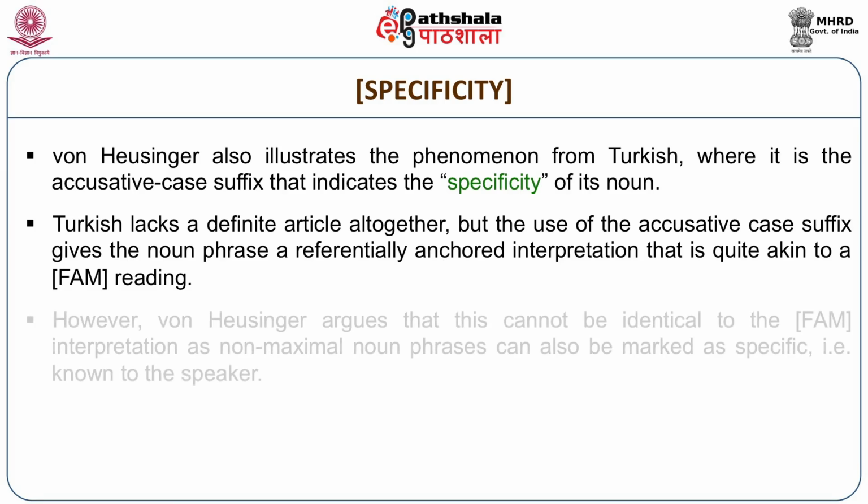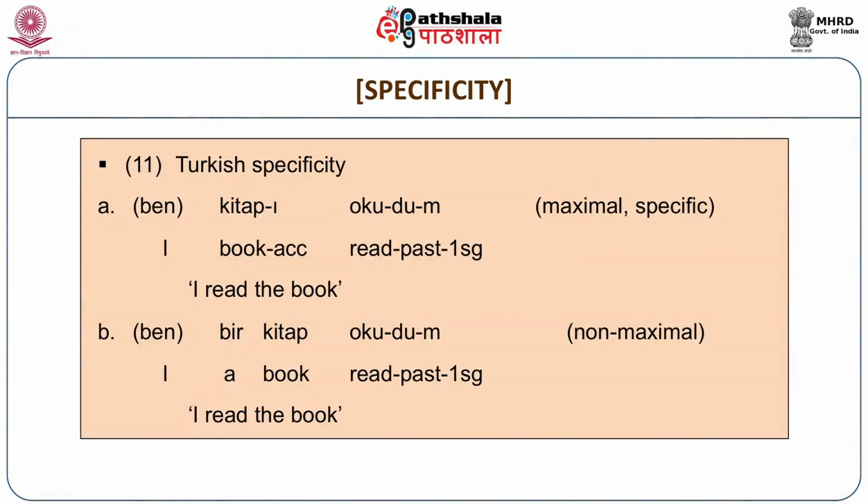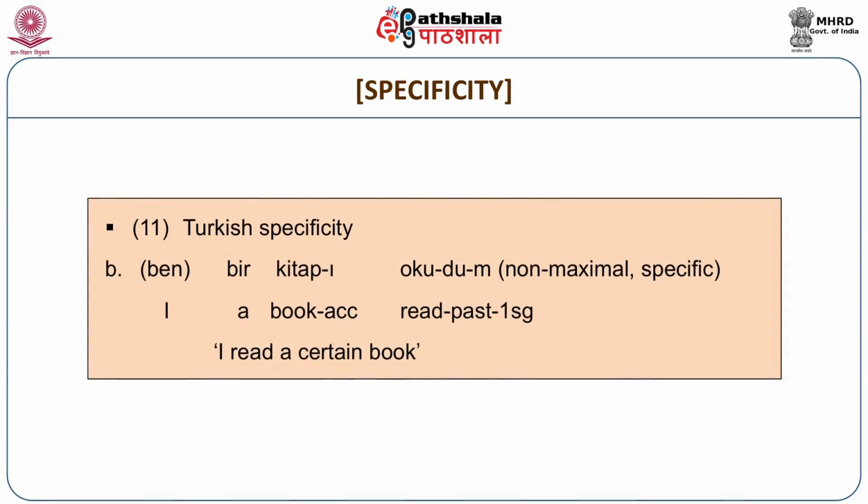to a familiar reading. It is not, however, identical to the familiar interpretation, as non-maximal noun phrases can also be marked as specific. So in Turkish, when you use just a bare noun phrase with the accusative marking, it has both a maximal and a specific reading. When you use it with an indefinite article, it has a non-maximal reading. And when you use it with an indefinite article and an accusative case marking, then it has a non-maximal specific reading.